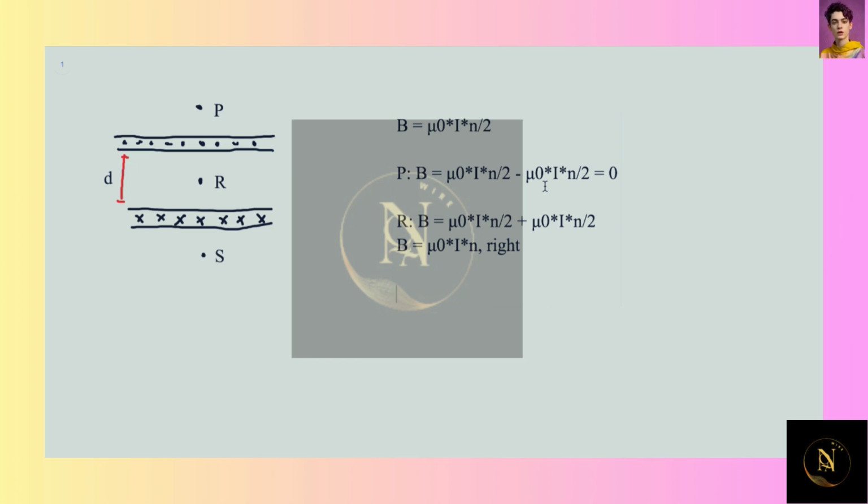Now we want to look at point S down here. Again, you can just look at the symmetry of the problem and notice that point S is going to be the same situation as point P. So in this case, one of these magnetic fields is going to be pointing to the left, the other is going to be pointing to the right, but their magnitudes are the same. So these are just going to cancel out and again result in a net magnetic field equal to 0.